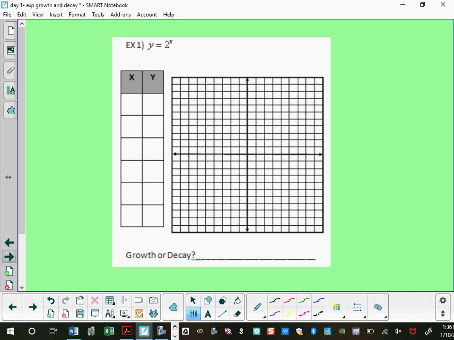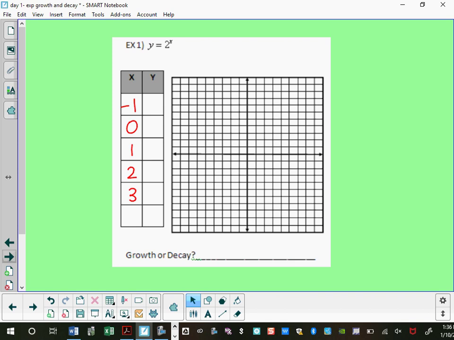All right, here's your example. There's an x in my exponent. Do you guys see that? So it is an exponential graph. All right, so what we're going to do is we are going to get some points. Let's say we want -1, 0, 1, 2, and 3. I'll show you both ways.